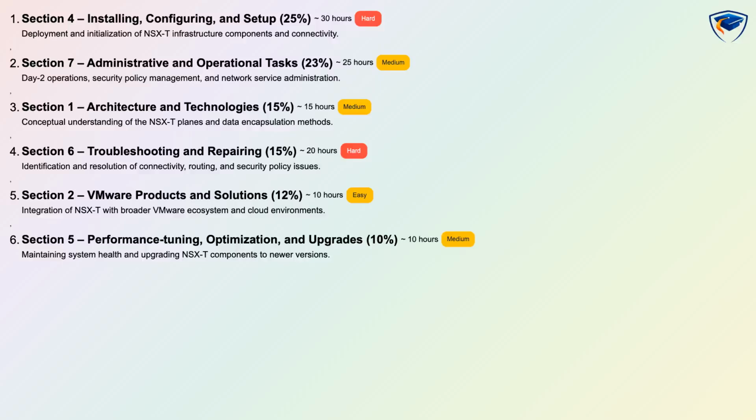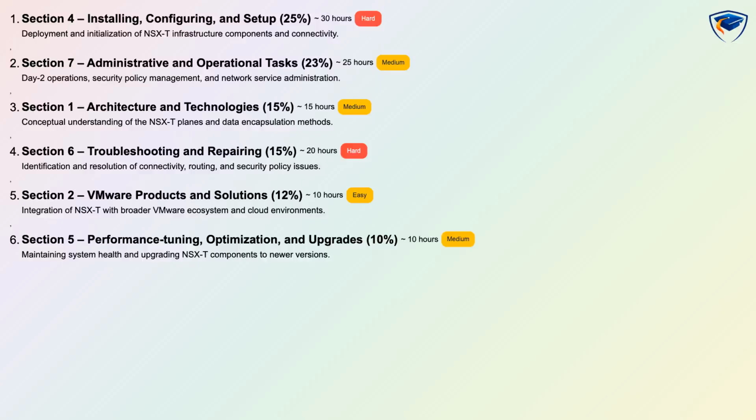Section 4 Installing, Configuring, and Setup is 25%. Hard, estimated 30 hours. Assessed hands-on plus conceptual. Section 7 Administrative and Operational Tasks is 23%. Medium, 25 hours. Assessed with scenario-based tasks. Section 1 Architecture and Technologies is 15%. Medium, 15 hours. Section 6 Troubleshooting and Repairing is 15%.